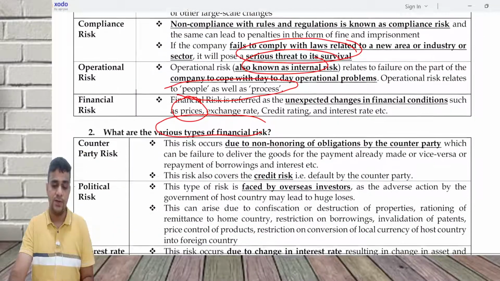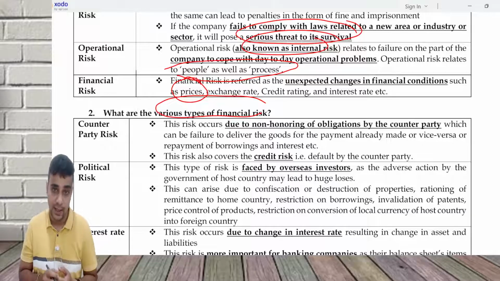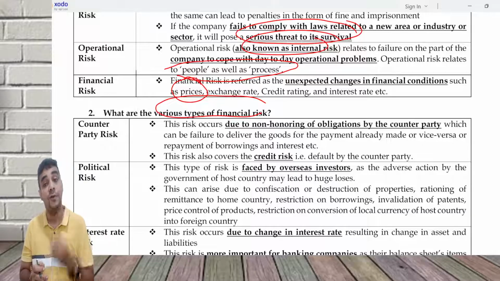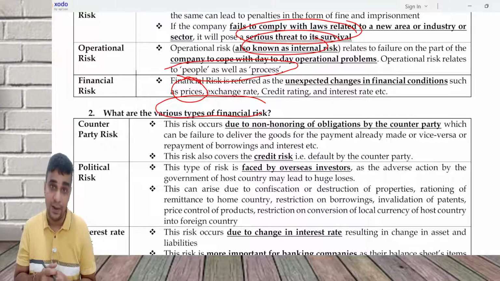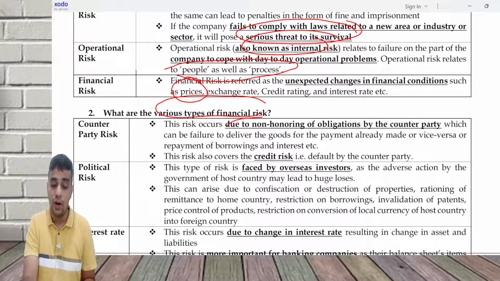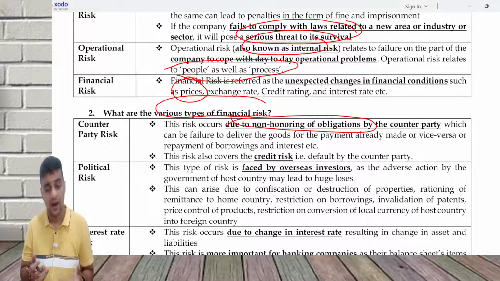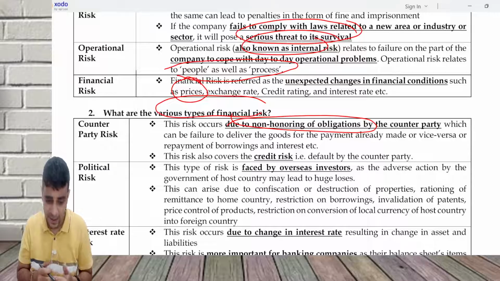So, in financial risk, we have counterparty risk. What is counterparty risk? I did a sale to a customer. The customer is not fulfilling his commitment and not paying me. Or I made an advance payment to a supplier, and he is not supplying the raw material. It refers to non-honoring of obligations by the counterparty, delivering the goods for the payment already made, or you delivered the goods but not getting the payment, or default in payment of borrowing or interest. This is also known as credit risk.